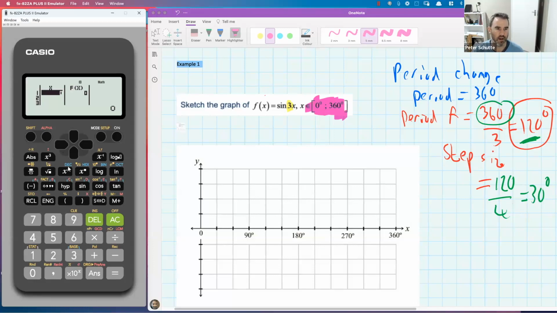Oh, I went too far. Let's try that again. So I start at 0, I go to 360, and my step size is going to be 30. Okay, and now we have these coordinates that we want to plot and see if we can get a graph from them.